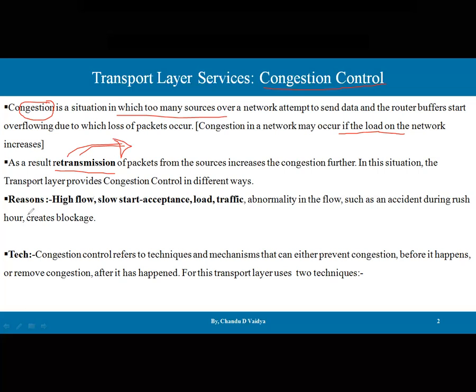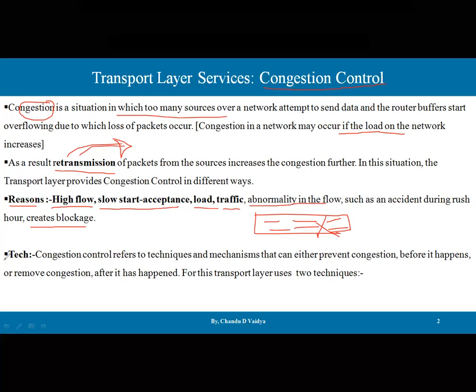There can be multiple reasons for congestion. The reason can be a high flow of load, traffic, or an abnormality in the flow, such as an accident during rush hours, creating a blockage. Let's say on a road there are too many vehicles passing. If the rules are not followed, there will definitely be congestion and a choke-up can occur. This is the definition of congestion.